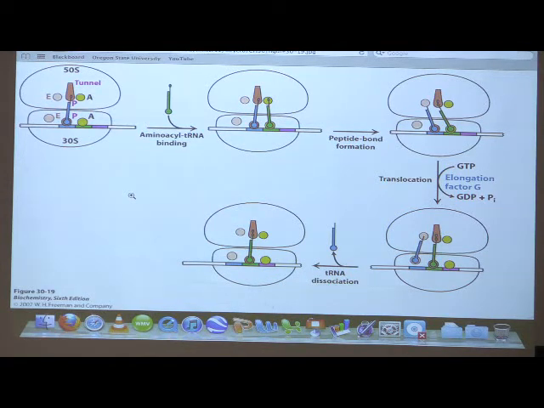What catalyzes the formation of the peptide bond? A ribozyme. Okay? The 23S ribosomal RNA catalyzes the formation of the peptide bond. That means that all of the peptide bonds on the face of the earth are essentially made by a ribozyme. That's only been known for about 10 or 15 years. Okay? That's pretty cool.